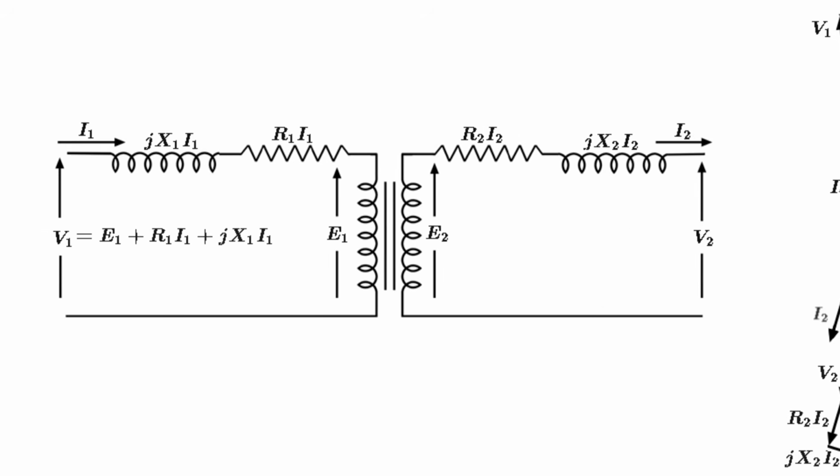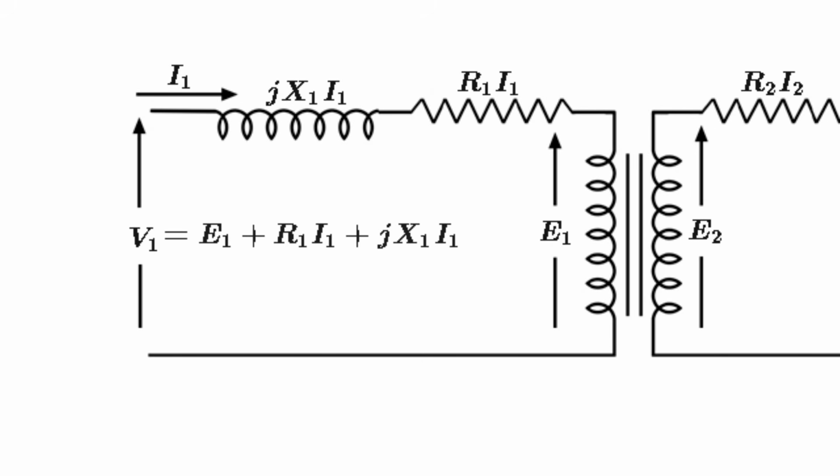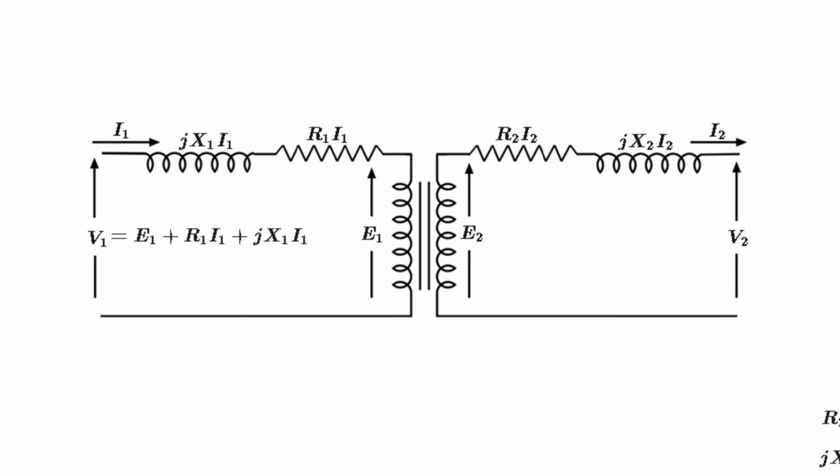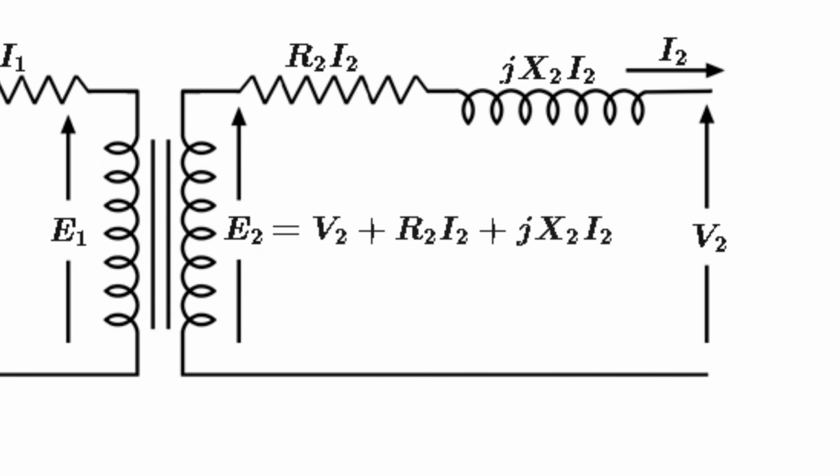So we can say V1 is equal to E1 plus R1 multiplied by I1 plus JX1 multiplied by I1. Similarly, E2 is equal to V2 plus R2 multiplied by I2 plus JX2 multiplied by I2. Hope you got the idea.